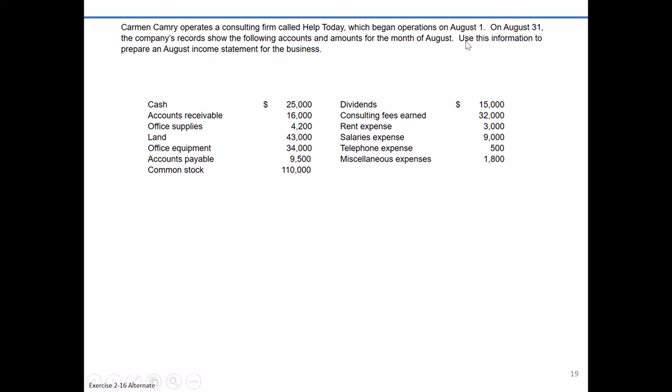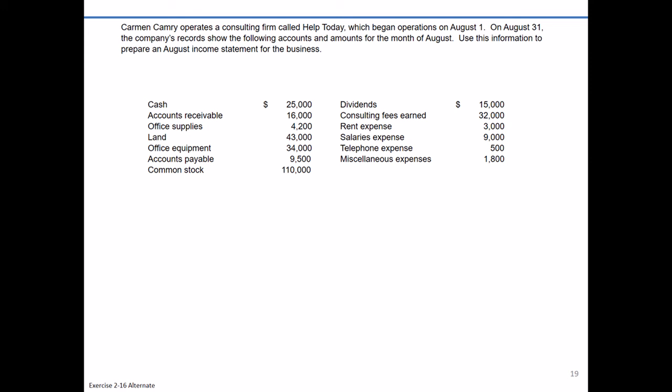We're pretending as if we're at the end of the month, August the 31st, and these are the account balances and amounts that are listed. And now we're going to use that trial balance information in order to prepare the financial statements. And remember, there's an order to our basic financial statements. The first one is going to be the income statement.